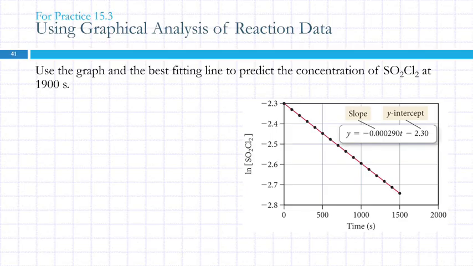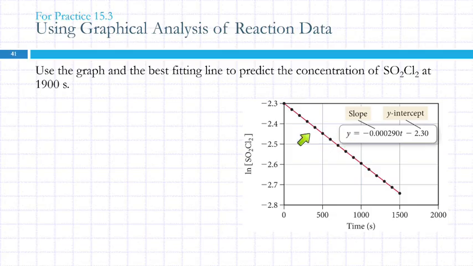Okay, so here we have that same graph, and this is saying to predict the concentration of SO2Cl2 at 1900 seconds. So if we're looking at this graph, it does not go out to 1900 seconds. So we can't just read it off the graph, right? Because it didn't go that far. What we're going to do is use the equation for the line.